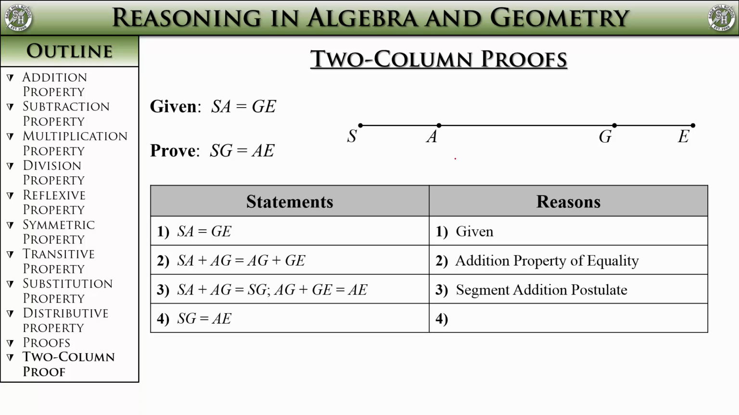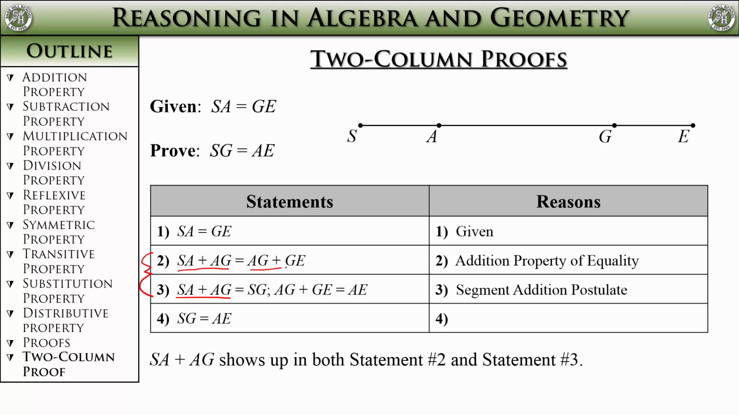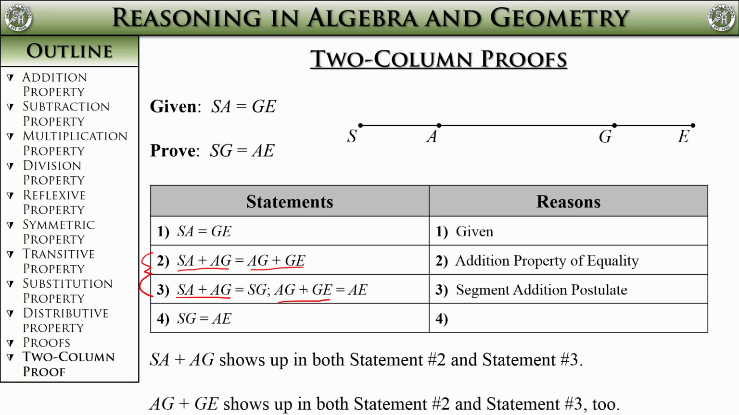And finally, the last step. This is the hardest one for students to often see. Statement number 4 comes out of both statement number 2 and statement number 3. You should notice that SA plus AG appears on both lines. Similarly, AG plus GE shows up in both lines. How is that helpful? Well, in statement 3 we say that SA plus AG is equal to SG. If we look at this second line, we have SA plus AG, and what we're going to do is substitute the SG in for that piece.